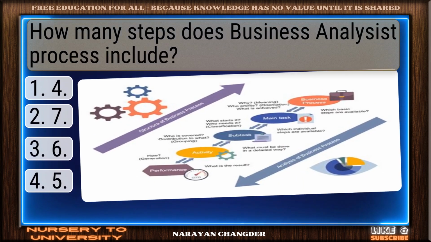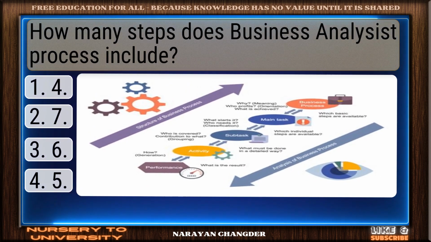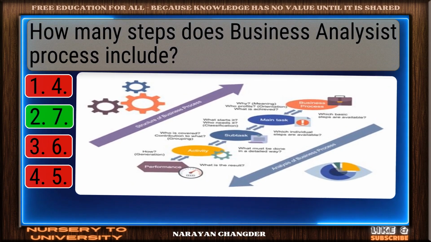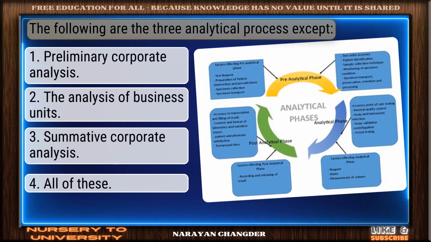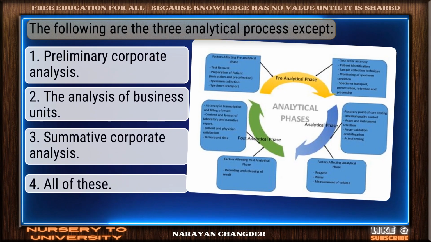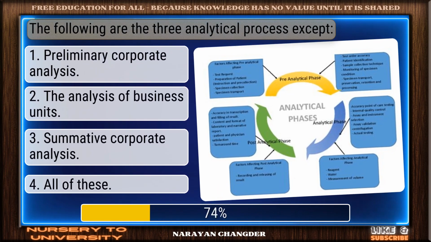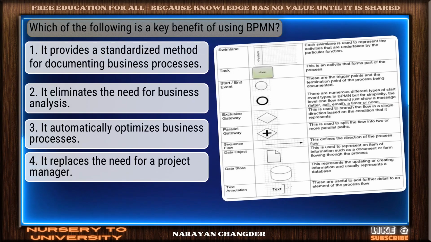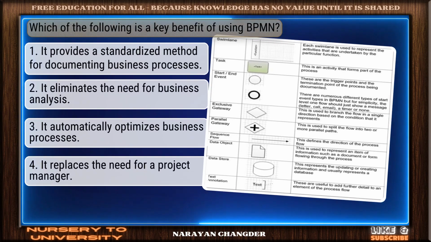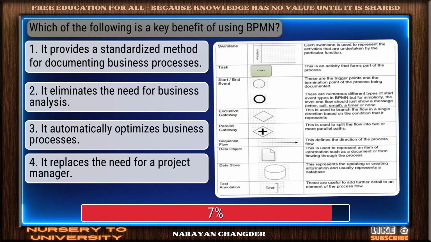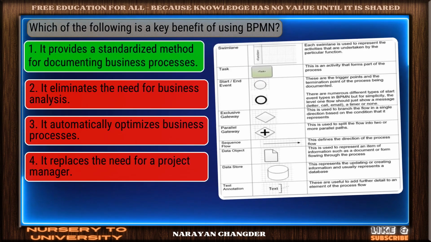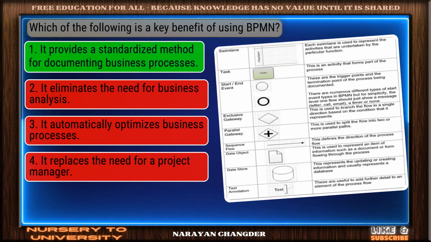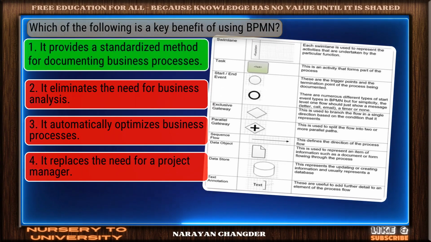Question number 46. How many steps does business analysis process include? Correct. 7 is the right answer. Question number 47. The following are the 3 analytical process except. Excellent. All of these is a brilliant choice. Question number 48. Which of the following is a key benefit of using BPMN? Sharp thinking. It provides a standardized method for documenting business processes is the right choice.